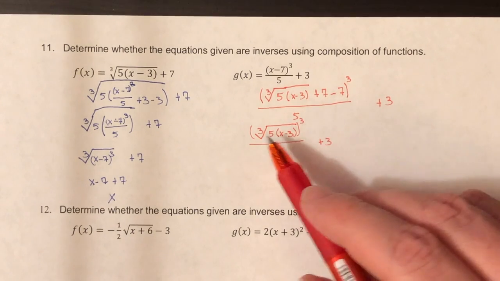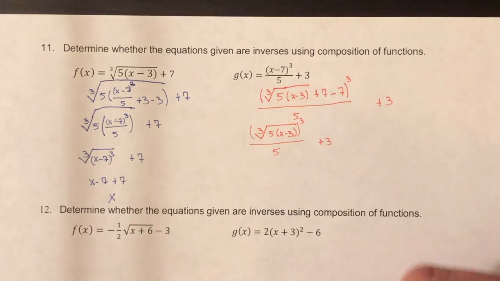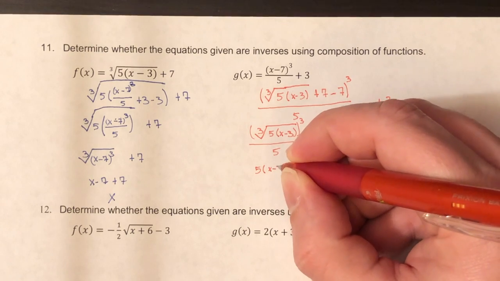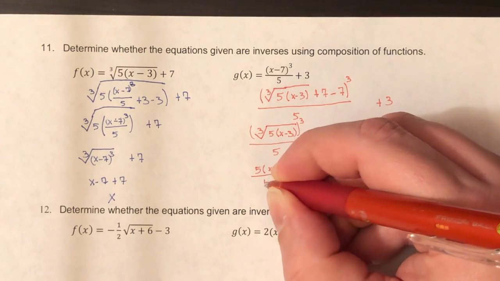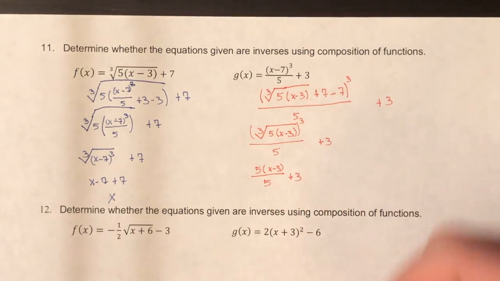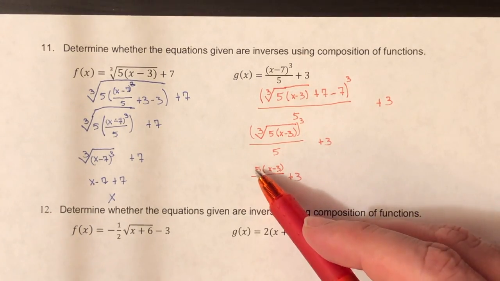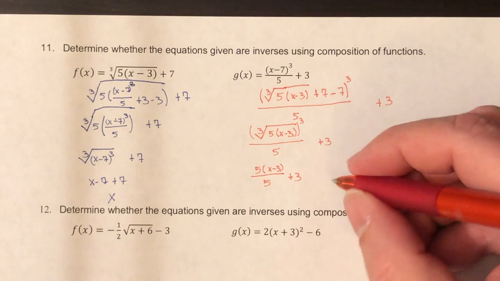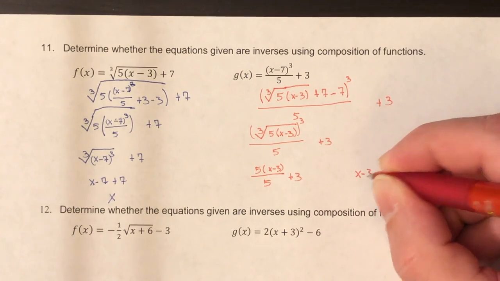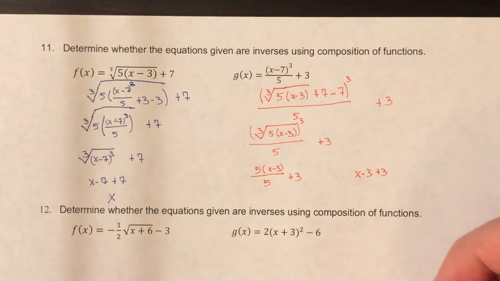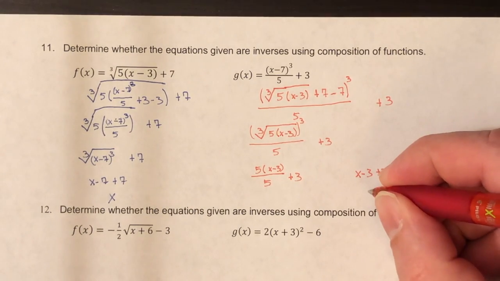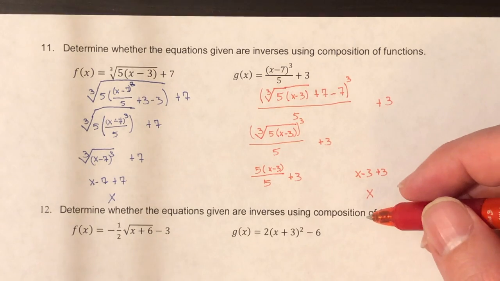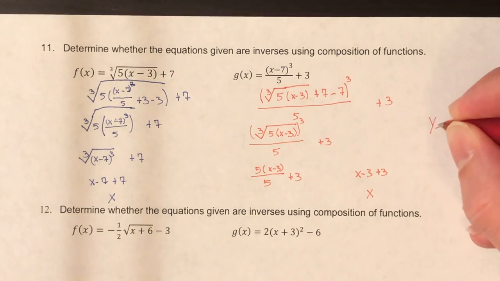Now this cube and cube root will offset each other. So it is 5 times x minus 3 divided by 5 plus 3. 5 times that divided by 5, the 5 divided by 5 will undo. So then it's x minus 3 plus 3, which will sum to be 0, so that's just x. So since both of these went down to just being x, yes, these are inverses.